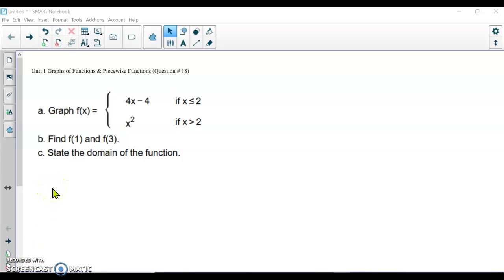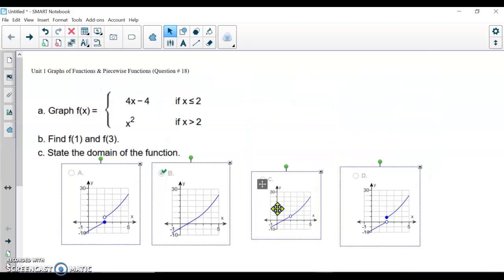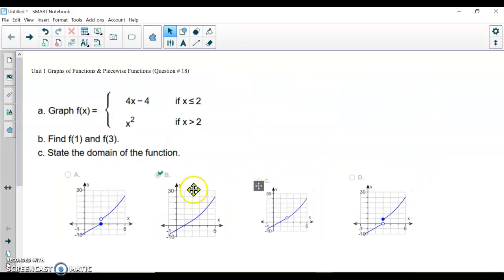Okay, so this is a question where they give us a function and they ask us for some information about it. Some of this is just to practice the notation, right? What does f of 1, f of 3 mean? So here's the function, and first they ask us to graph it. And the way they mostly have us graphing these types of functions is with a multiple choice. So the answer is B here.